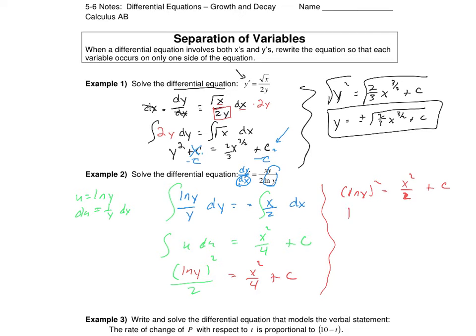So now to get rid of the square, I'm going to square root both sides. And again, we need that plus minus in front. That is really important. And now I'm going to take base e on both sides. So now that plus minus is actually in the exponent.